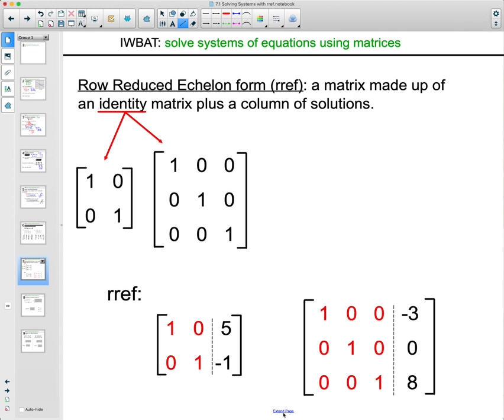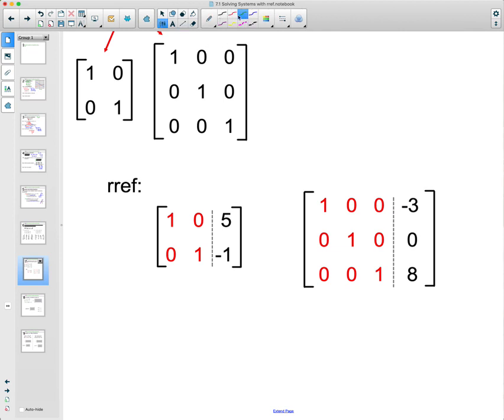the answers. So if we think back to how we said that each column represented a variable, so if we said this was an x, this was a y, and this was the number, if I wrote the equation from here, this top one would say 1x plus 0y, so no y, equals 5. That would be what that top row says. This bottom row then would say 0x plus 1y equals negative 1. So you can see where you get the solutions there. X equals 5 and y equals negative 1.